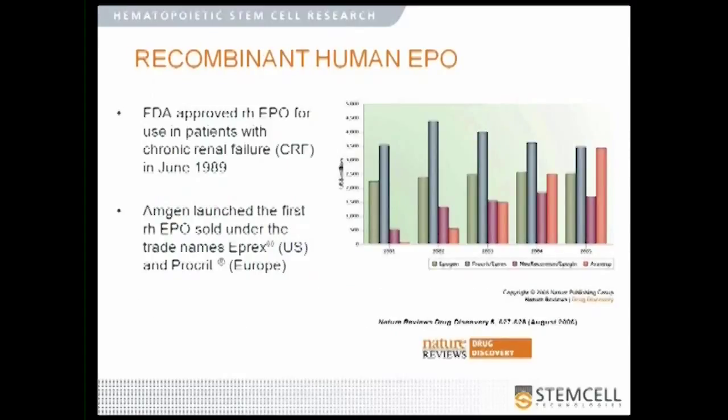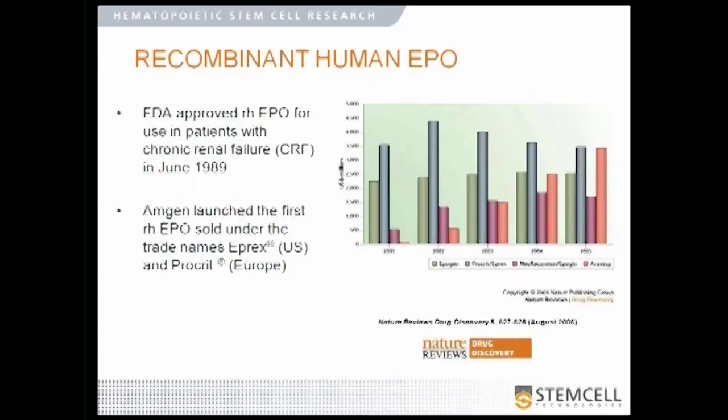Recombinant human erythropoietin has been one of the most successful therapeutic agents, as it has been used clinically to treat anemia resulting from renal failure. Since EPO is made in the kidney, renal failure results in a lack of production of endogenous EPO, the consequence of which is anemia. Recombinant human EPO was first approved for human use in patients with chronic renal failure by the FDA in June 1989, and in the last 19 years has generated billions of dollars in revenue.